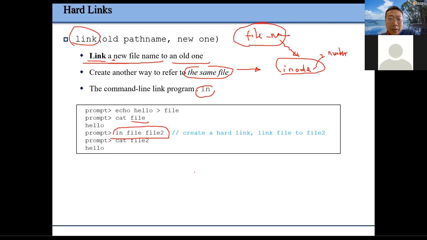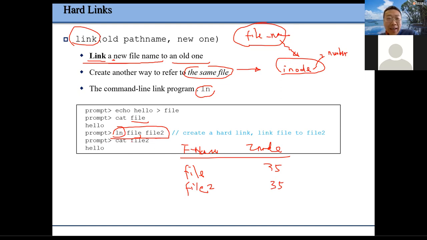So you can think about file1, file, right? Suppose this is our file name inside our directory file. Then we have inode. Suppose file's inode number is 35, okay? Then when we link file to file2, what happened? Basically we add file2 into the current directory file with the same inode number 35, okay? That's the only thing we did.